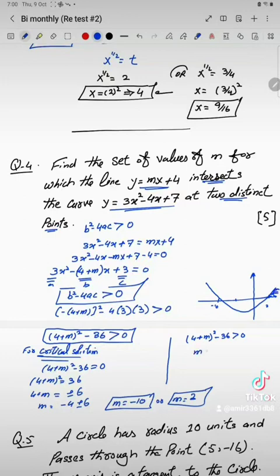So it means your values will be: m should be greater than 2, or now you can check below minus 10, say minus 11. So 4 minus 11 is minus 7, square again becomes 49, minus this is true. So this is also a true region. So m is less than minus 10. So these are two results. I hope you got it.